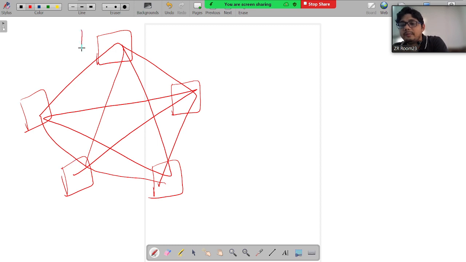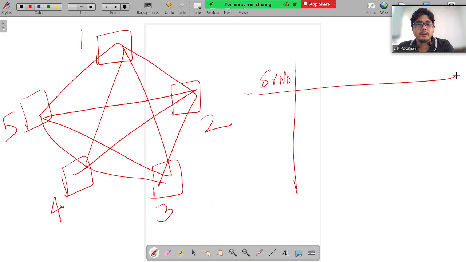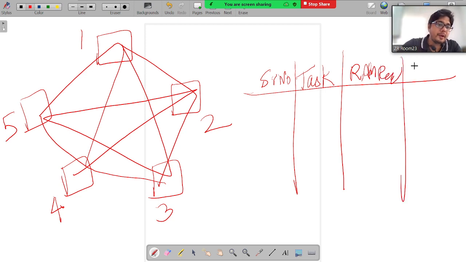Now I am giving the computers names 1, 2, 3, 4, 5. These are serial numbers. Wait. Task. RAM required and priority. RAM required and priority. Now listen to my answer very properly. Serial number 1.